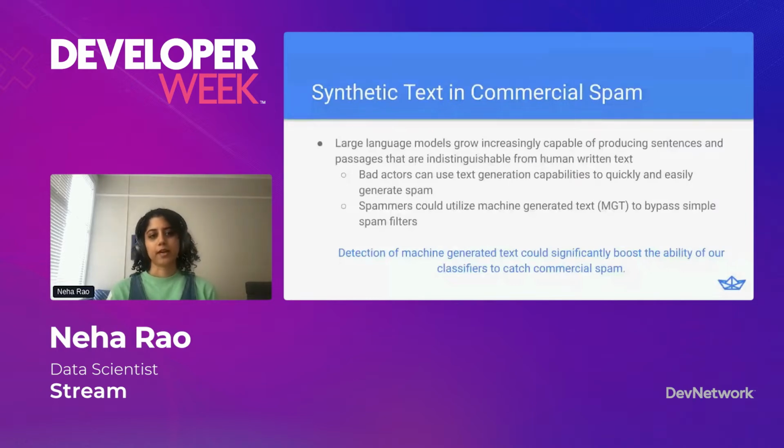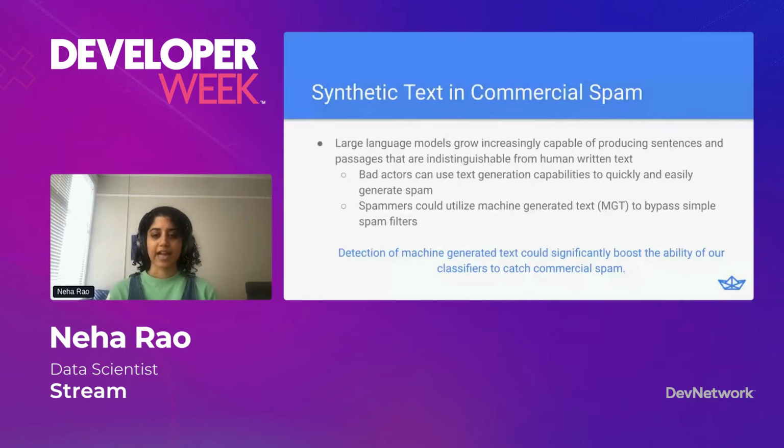So why do we care about machine-generated text in commercial spam? Large language models are getting better and better at producing text that is seemingly written by humans, or indistinguishable from text written by humans. So bad actors can use text generation capabilities to quickly and easily generate spam. Spammers can also utilize machine-generated text to bypass simple spam filters.